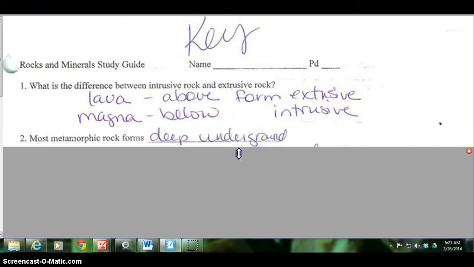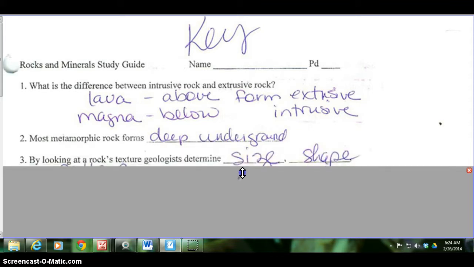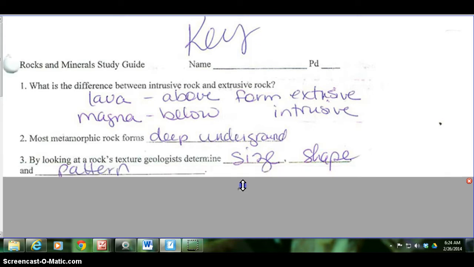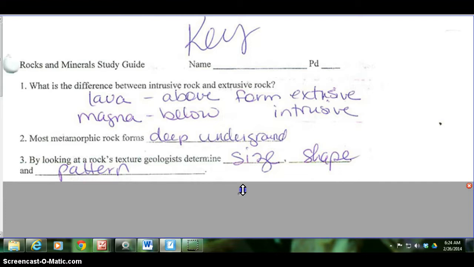Number two, most metamorphic rock forms, and it was really wanting to know where, so forms very deep underground and after it's been exposed to a lot of heat and pressure. Number three, by looking at a rock's texture, geologists determine what about rocks? They can determine the rock's size, shape, and pattern of the grains.